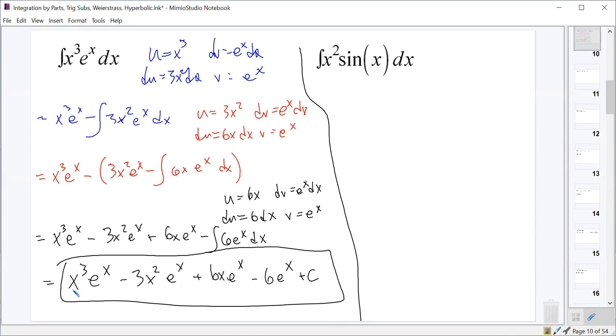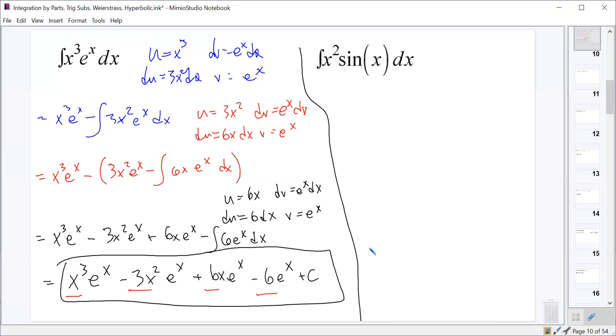Each one of these, x cubed, minus 3x squared, 6x, minus 6, is the opposite of the derivative of the previous one, right? Derivative of x cubed is positive 3x squared, we got a negative. Derivative of that is negative 6x, we got a positive. Derivative of 6x is 6, we got a negative. Derivative of 6 is 0. So if I were to continue the pattern, the next one would be 0 times e to the x, which would just be 0, which is why we stop at this 6 e to the x.